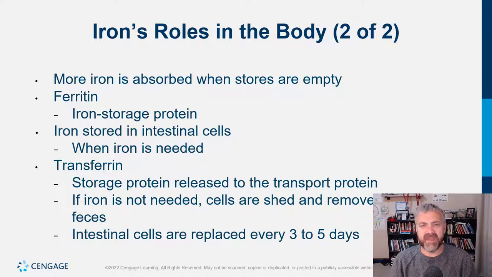Iron is something that pathogenic bacteria are always looking for. So we want to make sure we have enough iron, but the last thing we want to do is have ample iron around, more than we need, that can cause bacteria to flourish, microbes to flourish. So iron is stored in those mucosal cells, and if it's needed, then it's going to be passed to the transport protein, transferrin, amongst others. If iron is not needed, the cells are going to be sloughed off, like I just mentioned, in fecal material, and that happens on a constant basis. Your intestinal cells are constantly being replaced, and that's really one of its protective mechanisms.